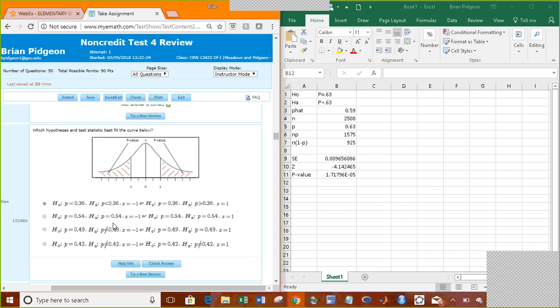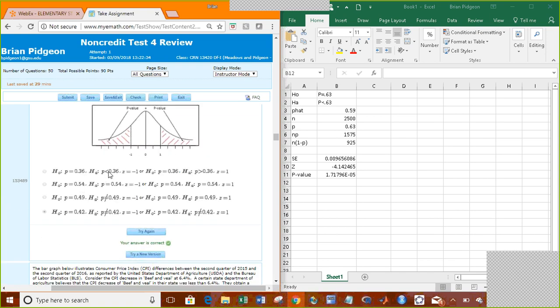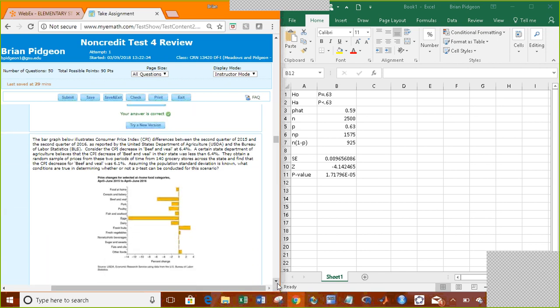Let's double check. No. Oh wait, no, it can't be that one. It's going to be that one. So if we shaded both ends, we should have our alternative hypothesis not equal to. Yeah, see, don't fall prey to this. Because we're shading both tails, that tells us our alternative is not equal to.